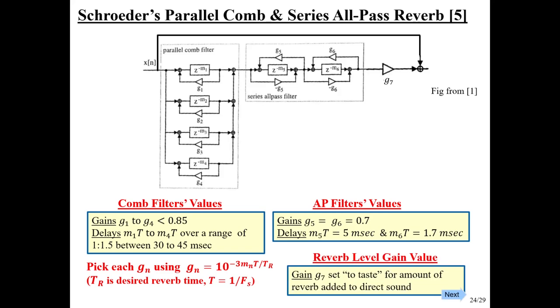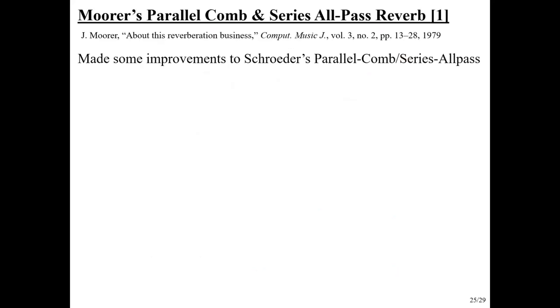And then this last gain G7 here just balances how much reverb you have relative to the direct path. So you can make it sound louder or softer. So that's it. That should sound not too bad. Not as good as modern day reverbs, because this was the very second, not the very first, but the very second attempt at this. But still, sounds remarkably good for something so simple.